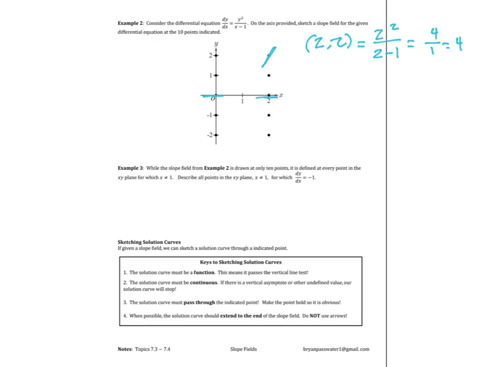And then let's plug in 2 comma 1. Stay positive here. 2 comma +1. We'll have 1 squared over 2 minus 1, which is 1 over 1. Would you agree with that? Still positive, but not nearly as steep.